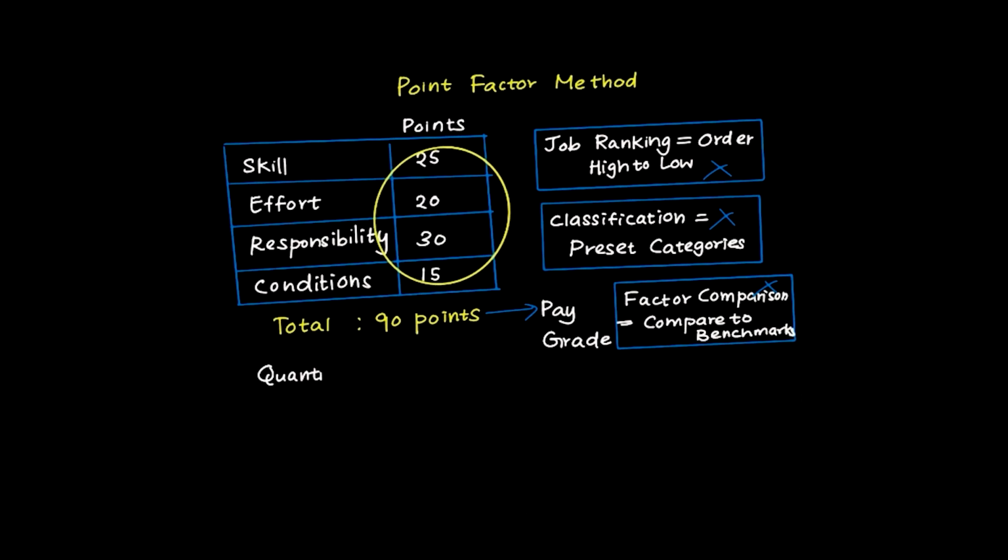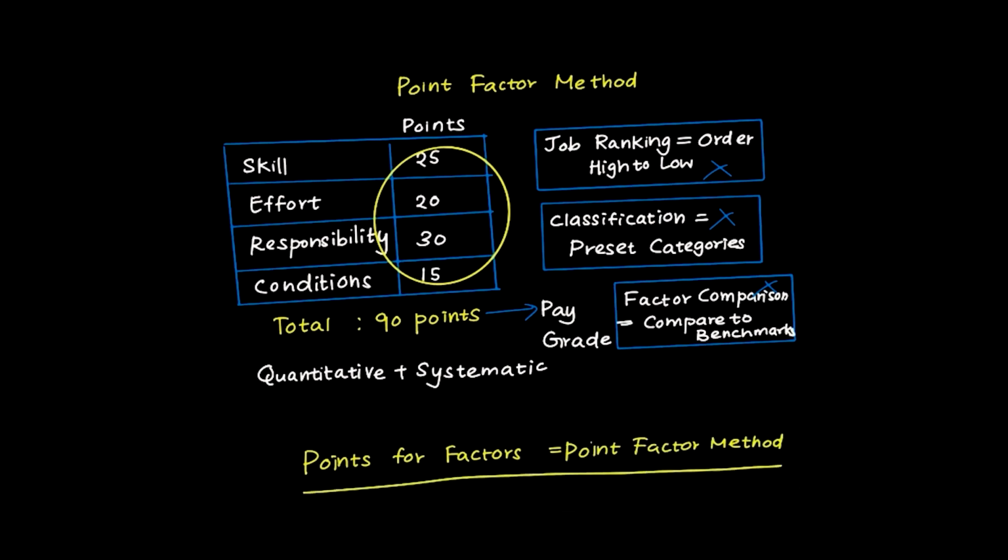Here's a WGU D351 OA exam tip for you. Assigns points, numerical values to factors, or total points determine pay grade means point factor method. Quick recall hook, points for factors equals point factor method.